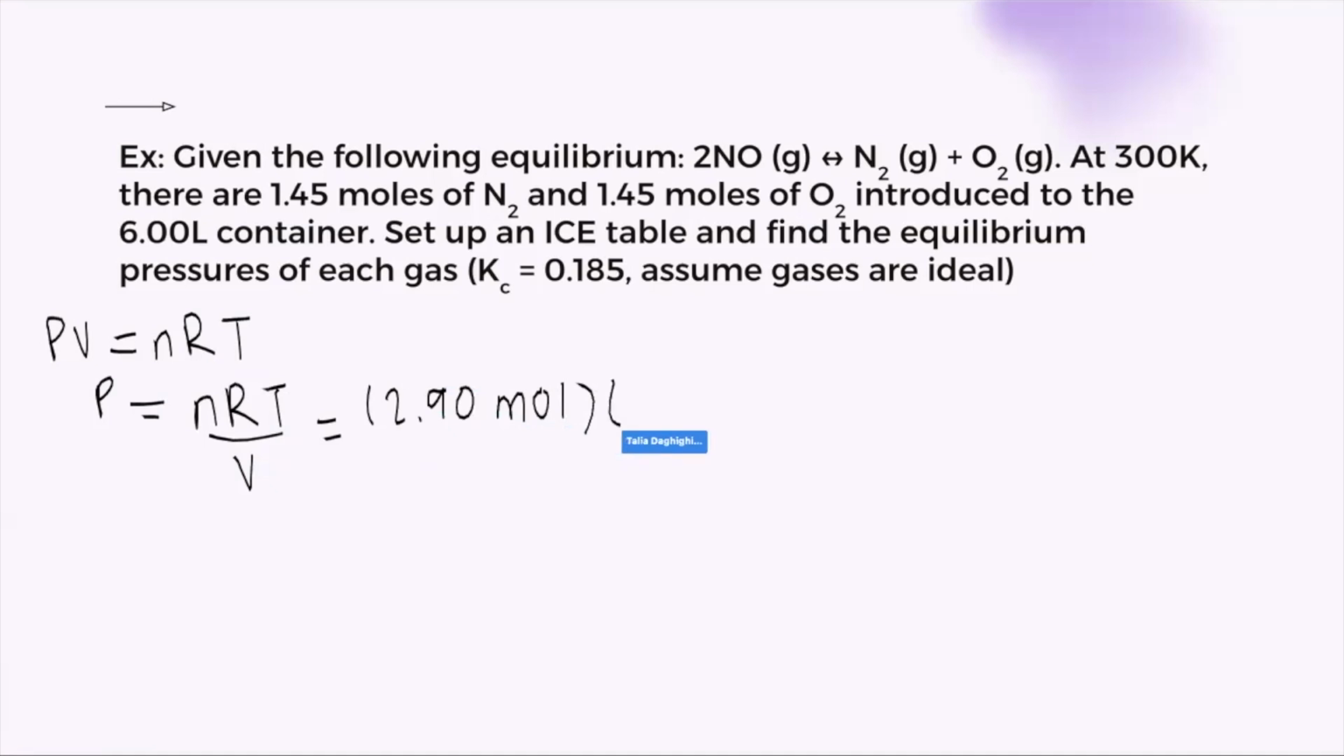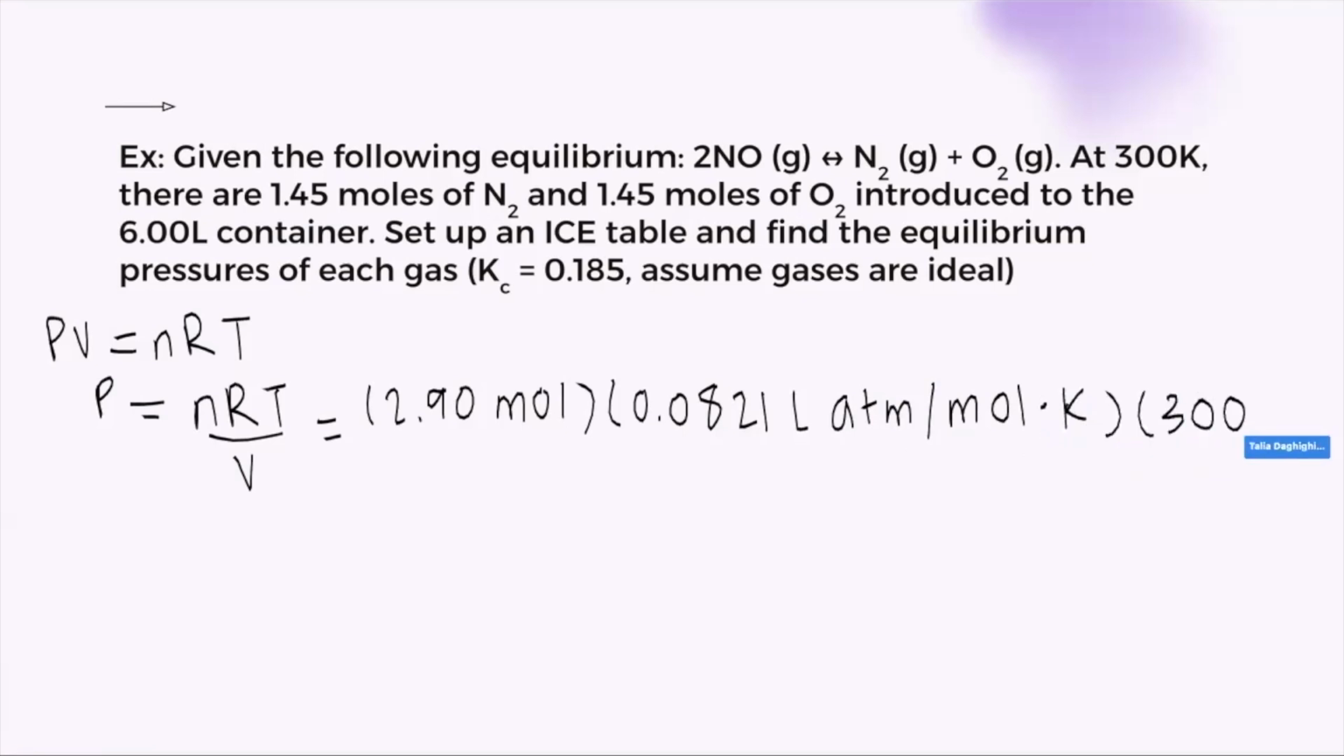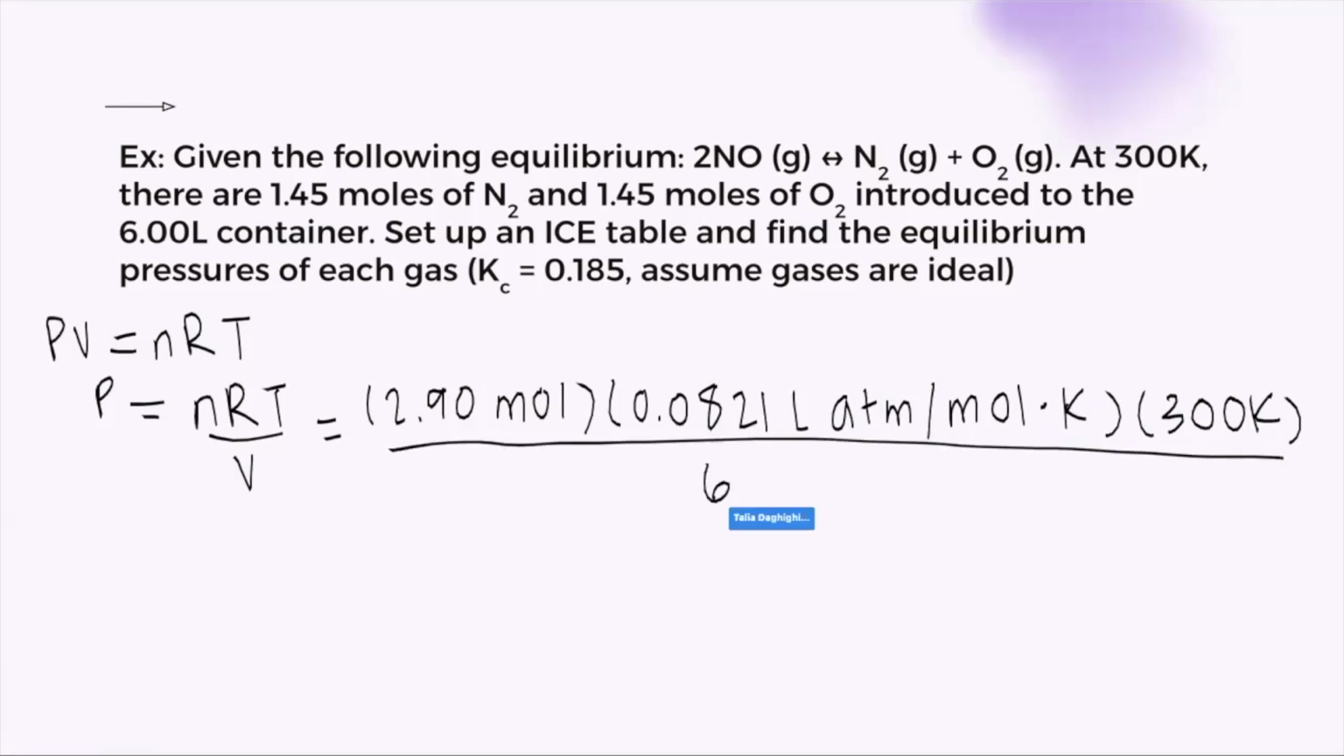And I always like to do pressures in atmospheres, so I'm going to use the R value for atmospheres, which is 0.0821 liters atmosphere per mole Kelvin times a temperature of 300 Kelvin, and then all divided by a volume of 6 liters. And then our answer, once you plug it into your calculator, is going to be 11.9 atmospheres.